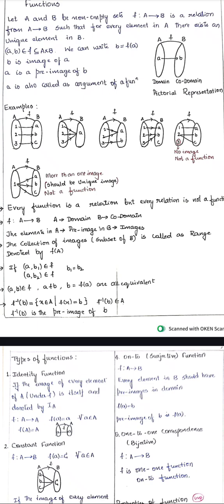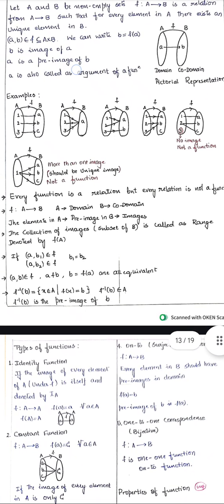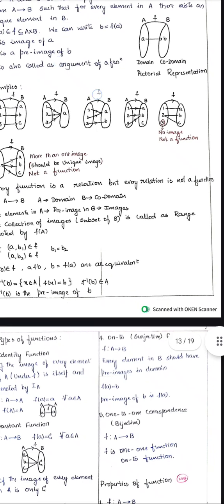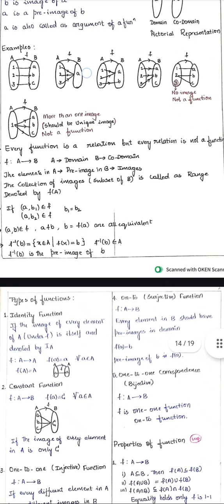There should be a unique image. If one element has more than one image, it's not a function. If all the elements have the same image, that is possible. 1 and 2 having the same image A in B is possible. Here for 3 there is no image, so it is not a function.